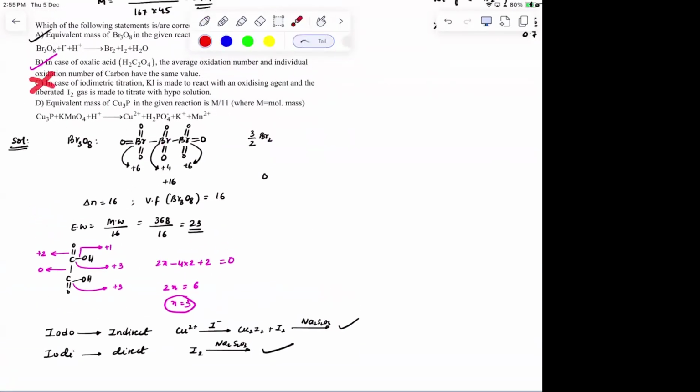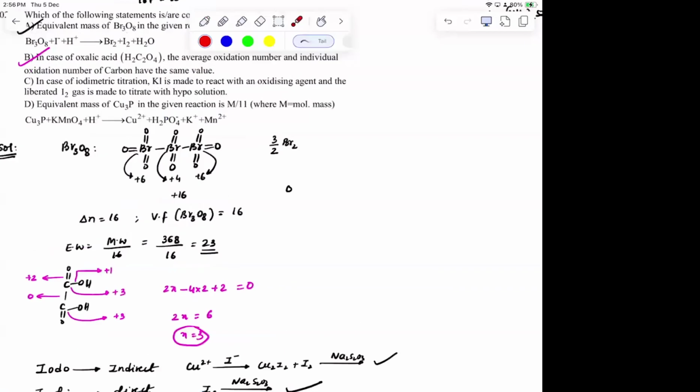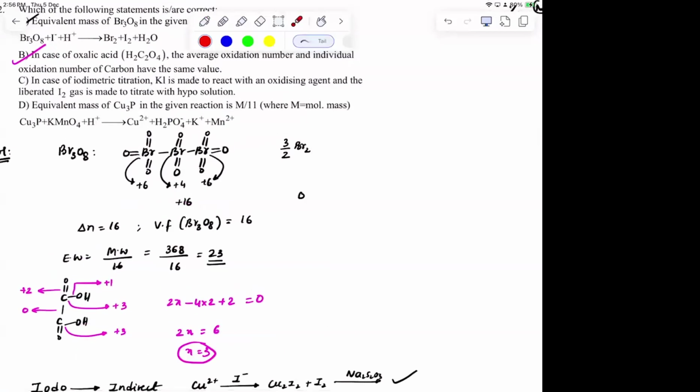Next, equivalent mass of cuprous phosphate, Cu3P. No, that means it is cuprous. Cuprous phosphate is given this way. What should be the case?